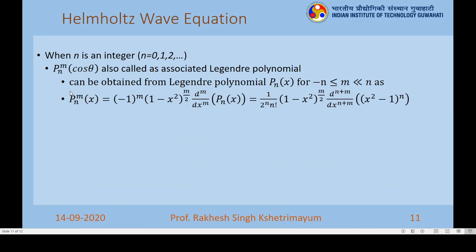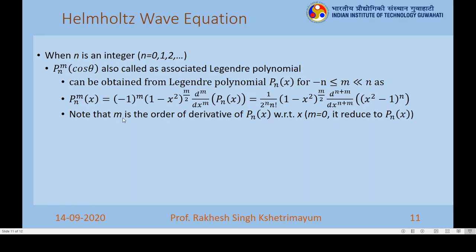And this is the formula for finding Pnm(x) from Pn(x). Pnm(x) is the associated Legendre polynomial, Pn(x) is the Legendre polynomial. If I want to find Pnm(x) from Pn(x), I just need to differentiate it. So I multiply by minus 1 to the power m, 1 minus x squared to the power m by 2, and differentiate d to the power m divided by dx^m of Pn(x). Then I get the associated Legendre polynomial. n is the degree, and m is the order. So m is the order of derivative of Pn(x) with respect to x.